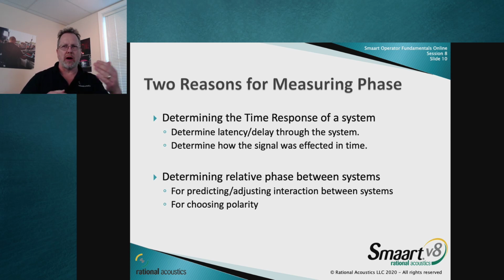When I start trying to time different elements in the system, I'm trying to get them to be arriving at the same time at a given place. Or I want to make sure that one system's energy is arriving before another system's energy because I might be trying to move my imaging around or something like that. But basically we want to know how much time or delay there is through the system. And then we also want to know how that signal is affected in time. So how is it smeared out in time?